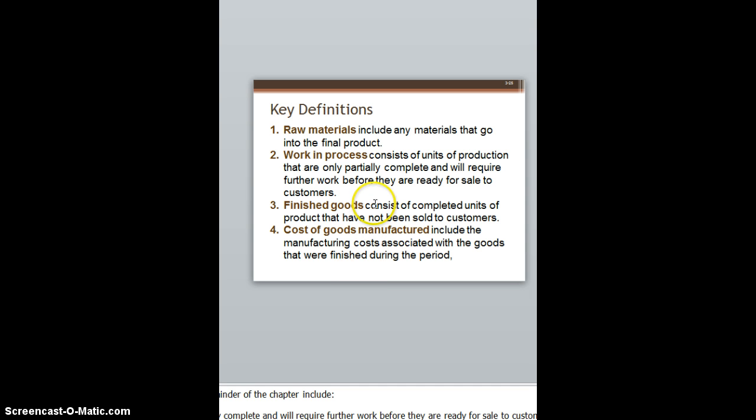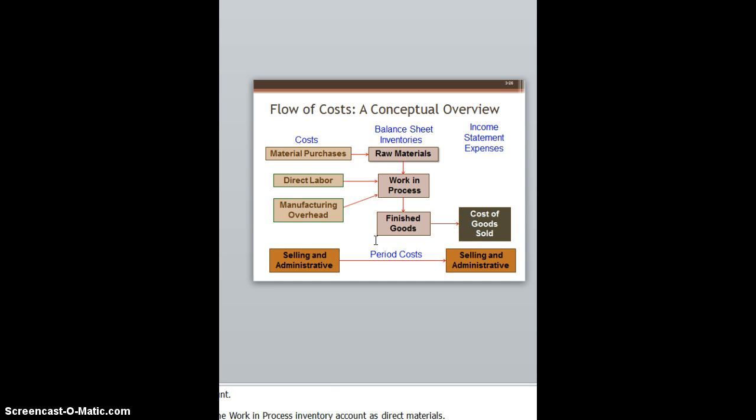Once an item is put on the production floor, it becomes work in process. In other words, units of production that are partially completed, they have labor, they have materials, they have some overhead added, but they're not complete, are considered work in process. Once the item is completed, it becomes what's called a finished good: completed units of product that have not been sold to the customers. And finally, the last key definition is cost of goods manufactured, which includes all the manufacturing cost associated with the goods that were finished during the period.